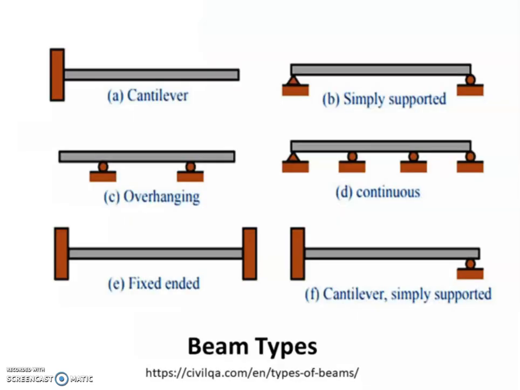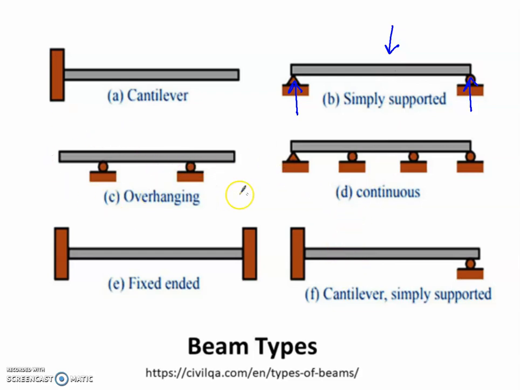Okay, if we look at different beam types, they can be classified into different groups. So here we've got cantilever, which is supported at one side only. Simply supported, so we have two supports here and here, and these are the ones. This is the one that you're going to be doing calculations for.